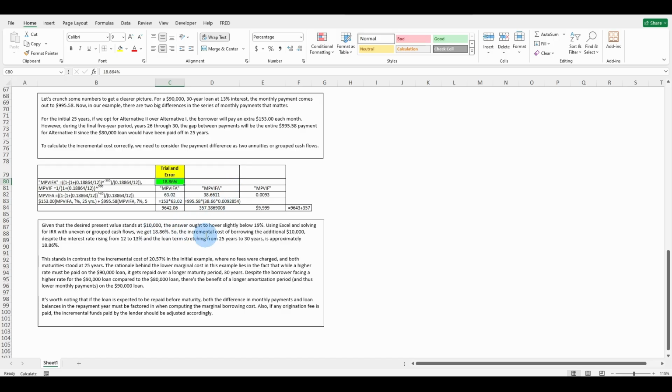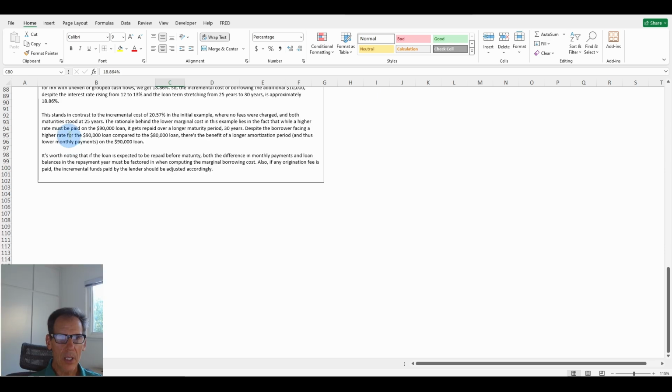So the incremental cost of borrowing the additional 10 grand, despite the interest rate rising from 12 to 13%, and the loan term stretching from 25 years to 30 years, is approximately 18.86%. This stands in contrast to the incremental cost of 20.57% in the initial example, where no fees were charged and both maturities stood at 25 years.